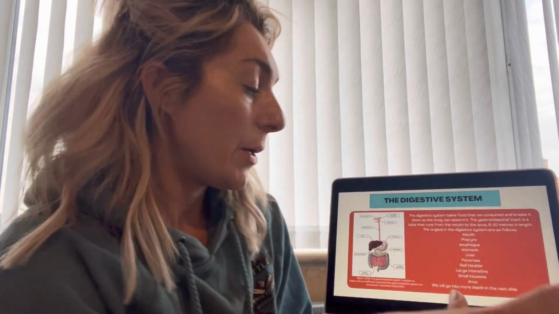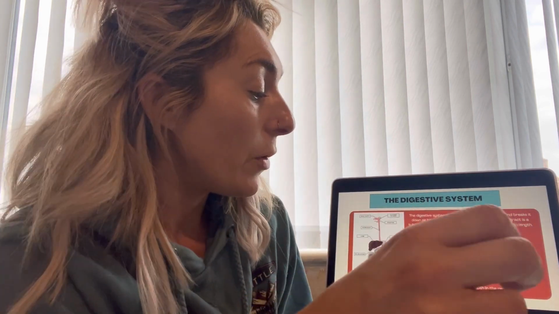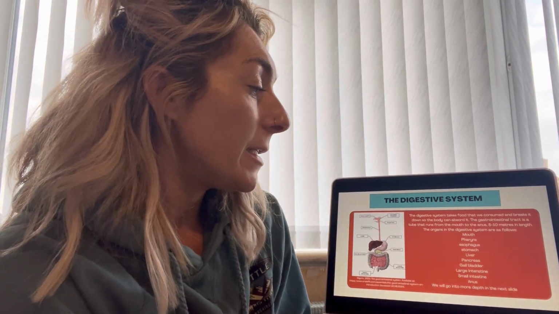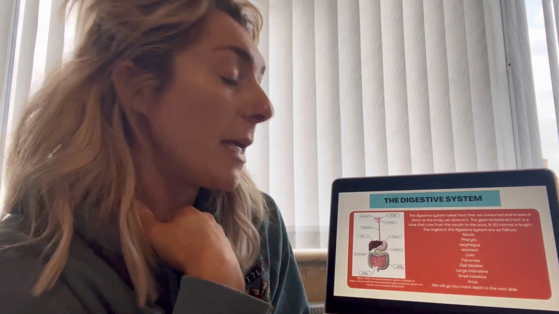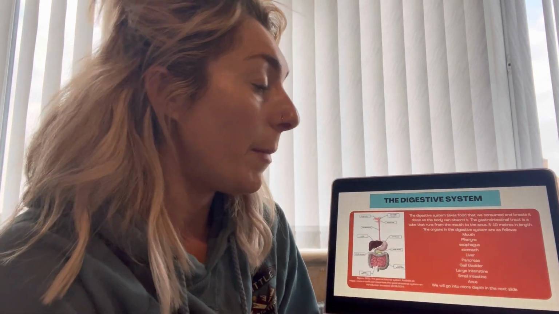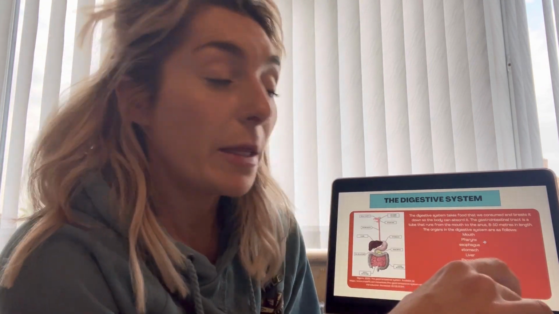So the digestive system is made up of the mouth, the pharynx, the esophagus, the stomach, the liver, the pancreas, the gallbladder, the large intestine, the small intestine, and the anus. It takes food that we consume and breaks it down so that it can be absorbed by the body. All the nutrients and the vitamins are then able to be absorbed and we can utilize them for energy and optimum health. It runs from the mouth to the anus and it's about 8 to 10 meters in length. That is a quick summary of the organs involved within the digestive system.